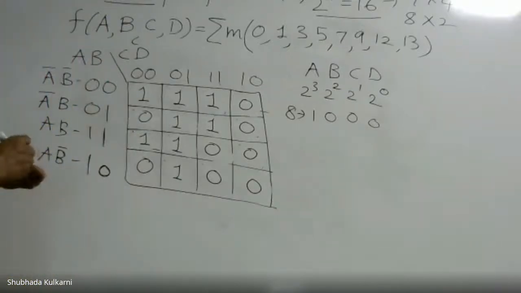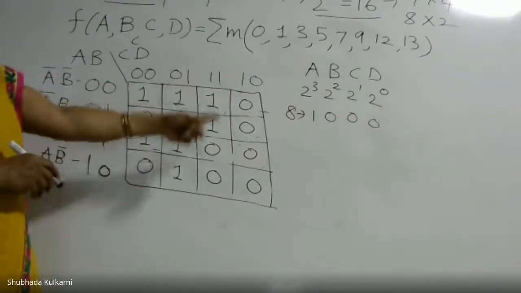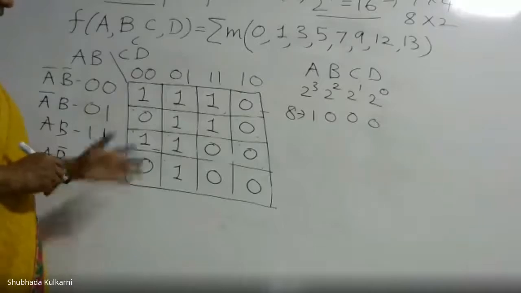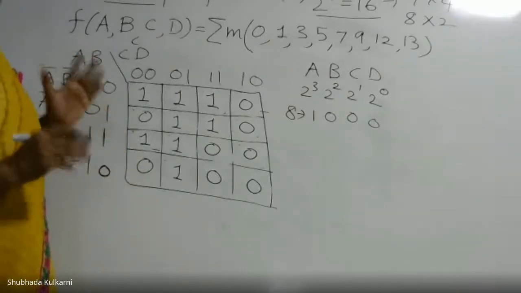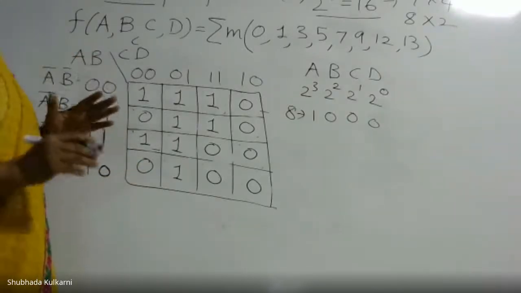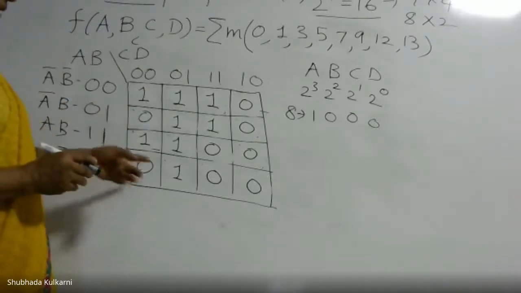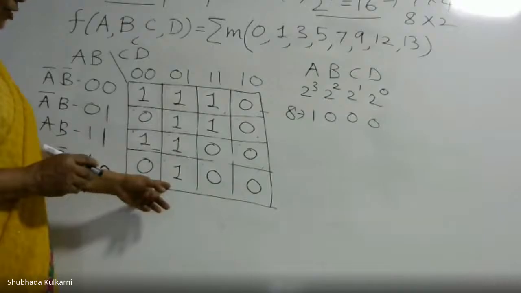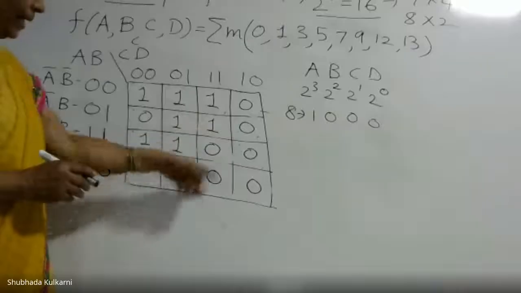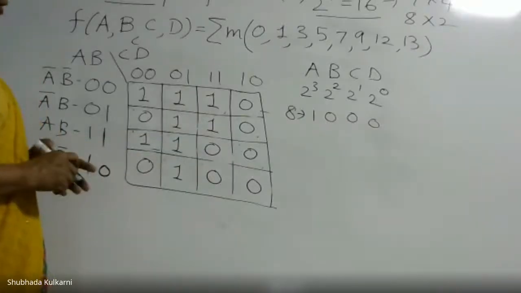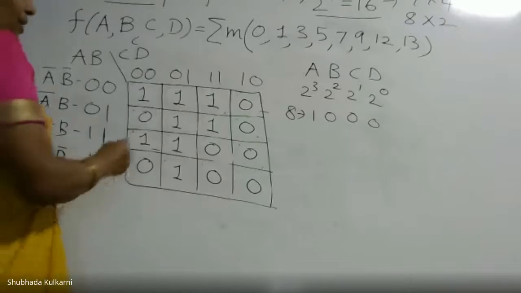Now, do we find 8 ones adjacent to each other in the map? 2 raised to 3 is 8. Do you find 8 ones in a group? No, it's not there. See, this is a one. This is 4 ones, but not 8 ones. So you can only find 4 ones adjacent to each other.